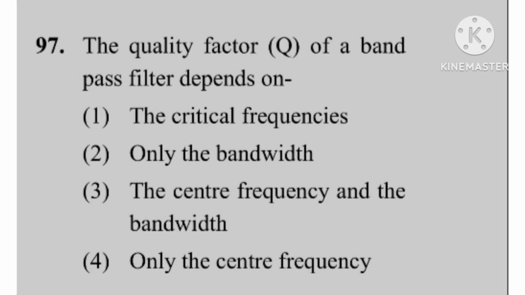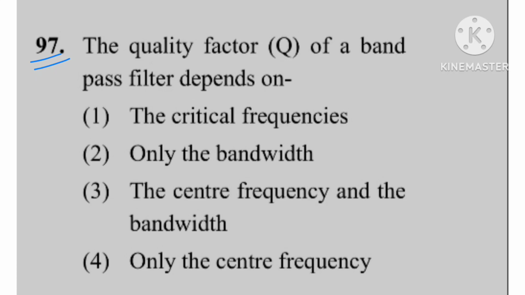So this is a Karnataka assistant professor question paper. The first question, number 97: the quality factor Q of a band pass filter depends on. The options: the critical frequencies, only the bandwidth, option 3, the center frequency and the bandwidth, and option number 4, only the center frequency.